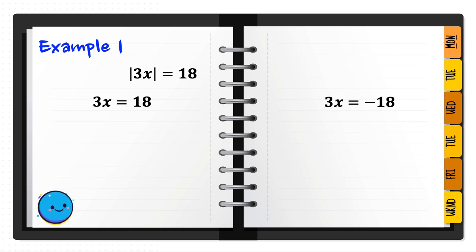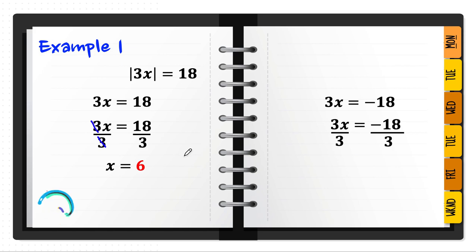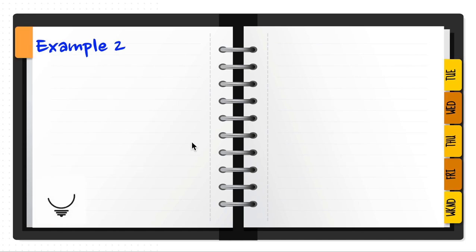Our last step is to simply solve these two equations. As we solve 3x equals 18, we just simply divide both sides of our equation by 3. As we divide 3 by 3, the answer will be 1. And then 18 divided by 3, the answer is 6. So the first value of x is 6. Let's go now to the second equation. 3x equals negative 18. Same step, we divide both sides of our equation by 3. Negative 18 divided by 3, the answer is negative 6. So therefore, the two values of x in the equation, the absolute value of 3x equals 18, are 6 and negative 6. Now, let us go to the second example.